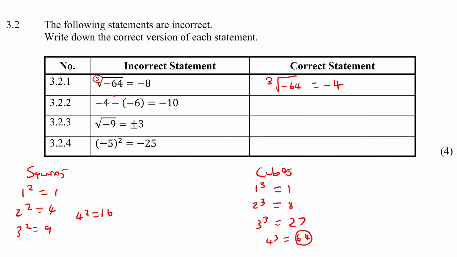Now this you could just type in your calculator if you're allowed, once again. For all of them you could, but let's say you're not allowed a calculator. A minus next to a minus becomes a plus. So -4 plus 6 actually gives you 2.